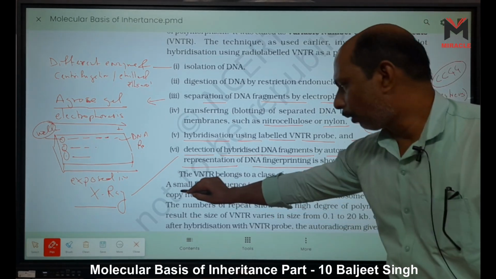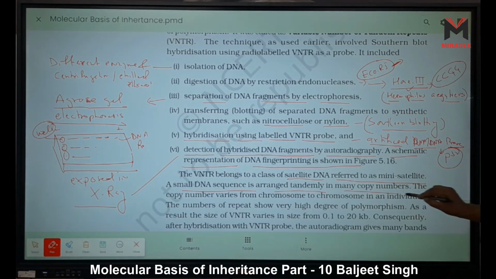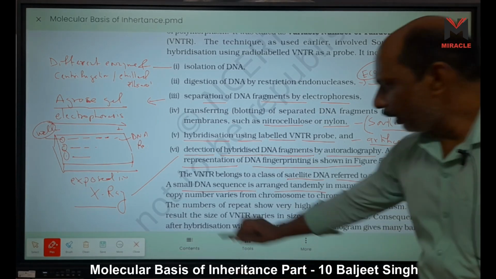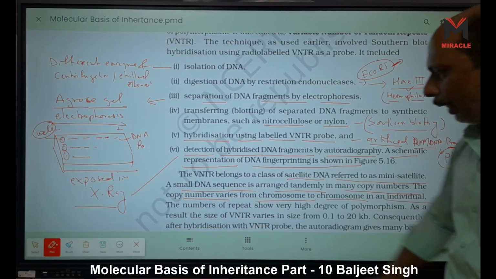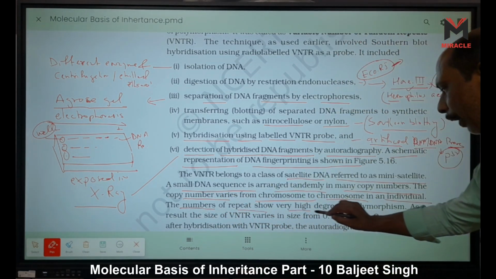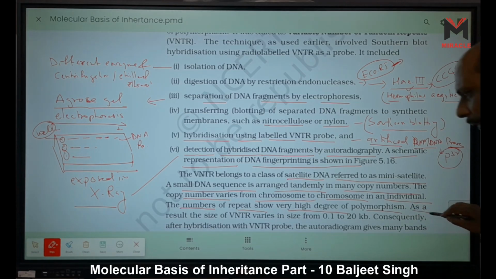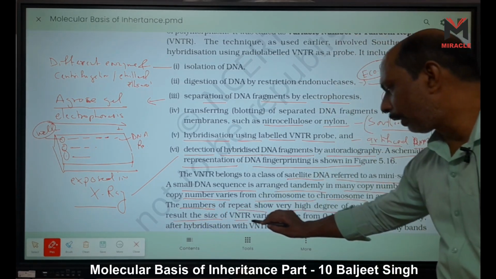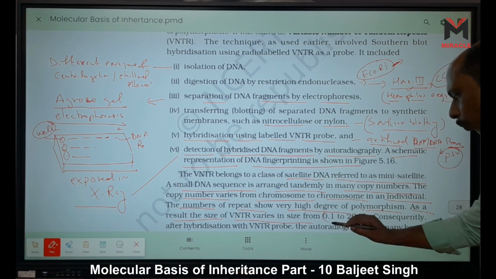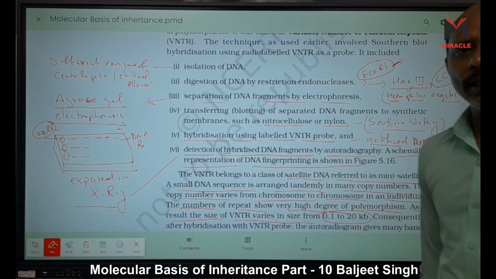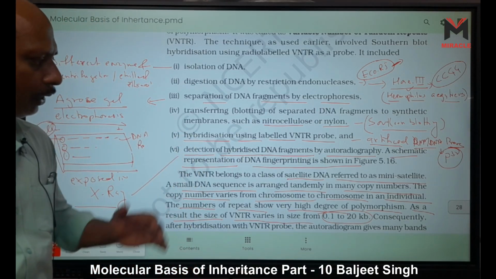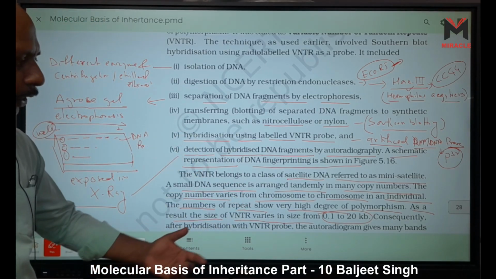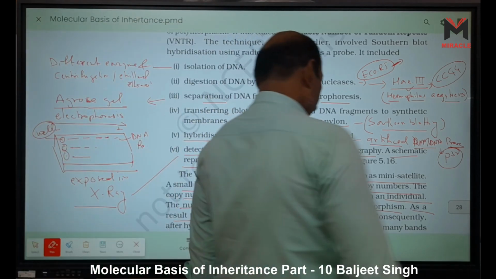That is, a small DNA sequence is arranged randomly in many copies. The copy number varies from chromosome to chromosome in an individual, right? The number of repeats shows a very high degree of polymorphism. As a result, the size of VNTR varies from 0.1 to 20 kb. Kb means what? Kilo base pair. Kilo base pair means what? 1000 base pair. So from 0.1 thousand base pair to 20,000 base pair.